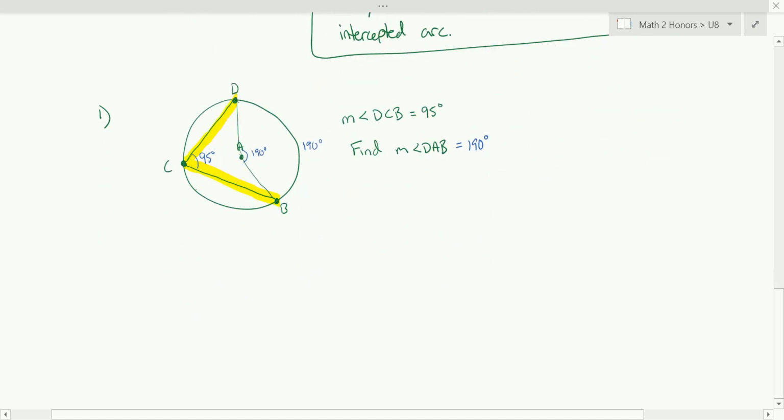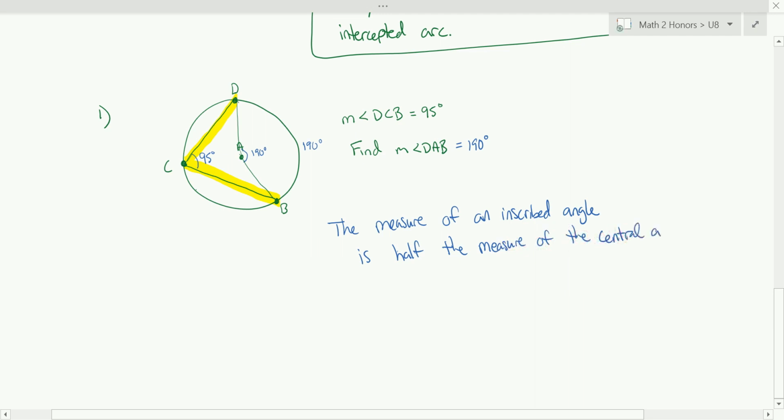Okay, and what I want you to see here is that the measure of an inscribed angle is half the measure of the central angle, if they both intercept the same arc.